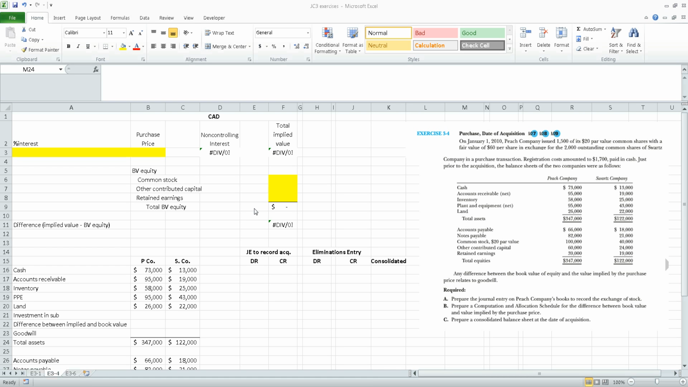Alright, this is exercise 3-4. This is the one we left off in class. I'm going to go ahead and pick up from the beginning on the problem and work it all the way through.